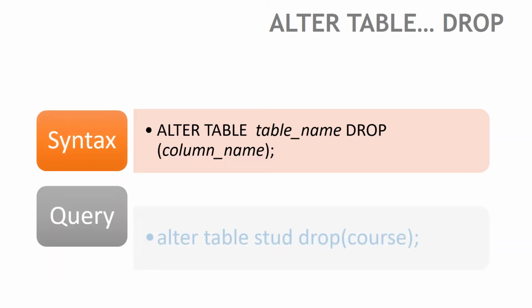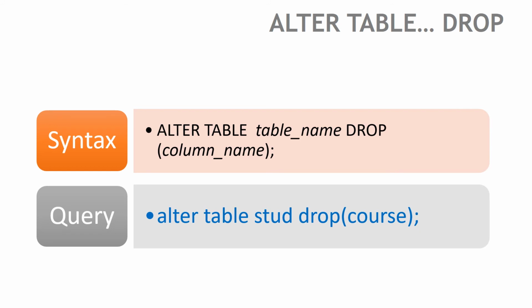The alter table drop command is used to remove existing columns from the table. Alter table, table name, drop, column name, semicolon is used to remove columns from the table. Now from the STUD table, I can drop the course column by the command alter table STUD drop within parentheses course semicolon.